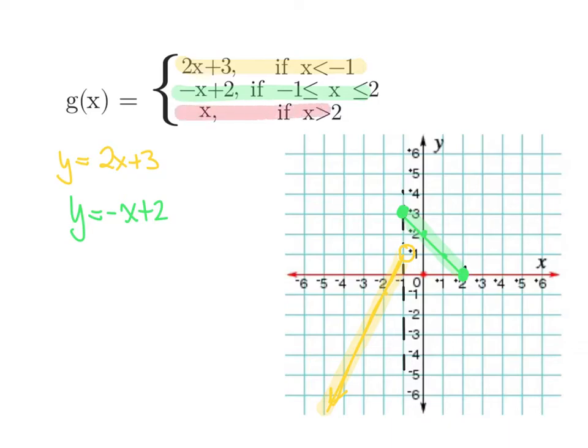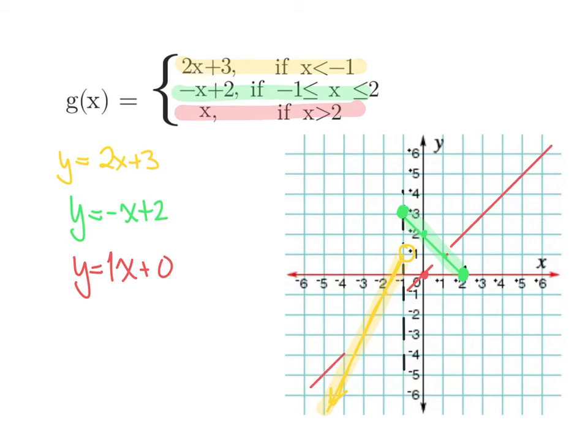And the third piece says that y is equal to x if x is greater than 2. So we're going to graph the line y equals x. Now this is 1x plus 0, so it has a y-intercept of 0 and a slope of 1. And so we end up with a line that looks like this. I'm going to be careful while I'm drawing my line not to mess up any other part that I've already drawn.